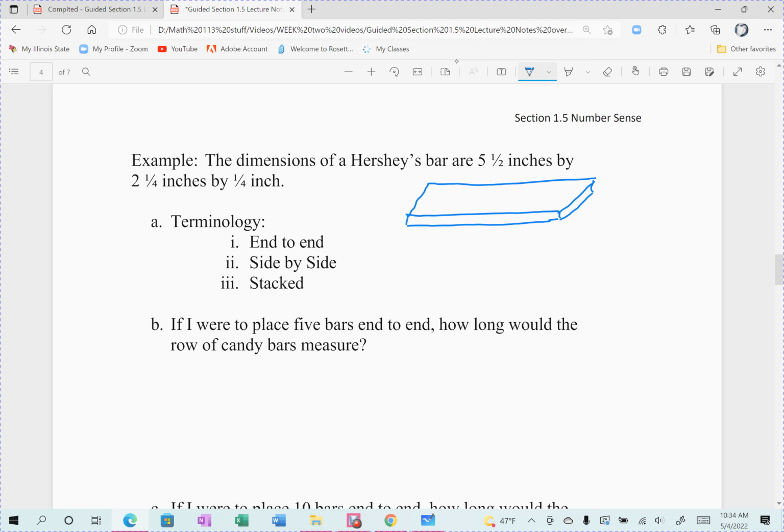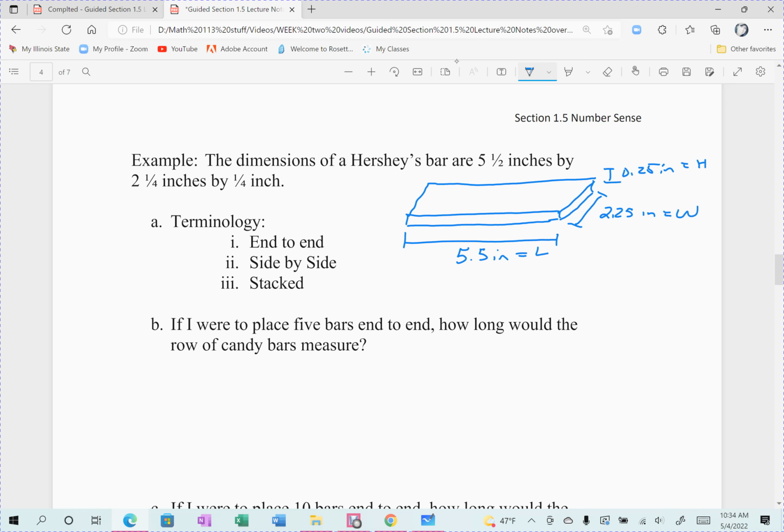Alright, so there would be my chocolate bar. The dimensions of the bar are 5.5 inches by 2 1/4, which is 2.25 inches. And then the height is 1/4 of an inch. Again, you can leave it either way, but I actually think it's easier to type in decimals versus fractions into the calculator. So that would be the length, width, and height of my chocolate bar.